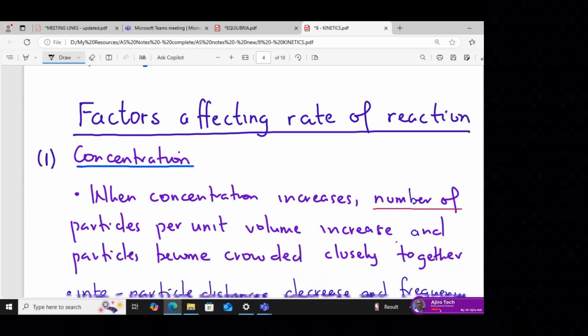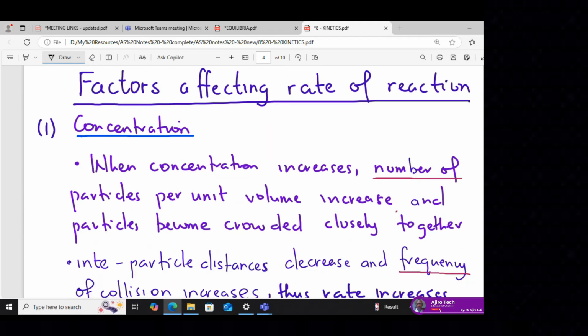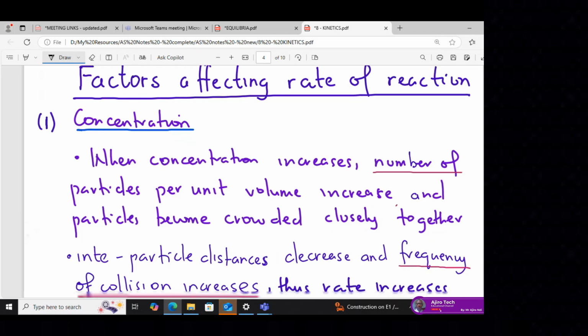Now, what are the factors affecting rate of reaction? Yes, please, can you start reading? Factors affecting rate of reaction. 1. Concentration. When concentration increases, the number of particles per unit volume increases and particles become crowded closely together.